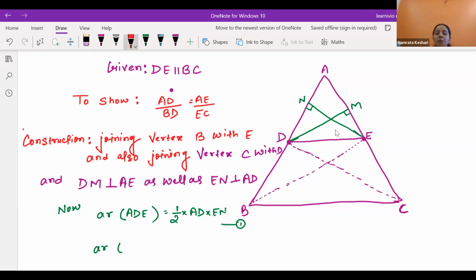Why? Because the moment you take BDE, only then you will be able to say half into base BD. And on this base, we need an altitude. From the opposite vertex, when we drop the altitude, that altitude is EN again. And this is our equation number 2. Next, the next triangle area, and then one more triangle area.